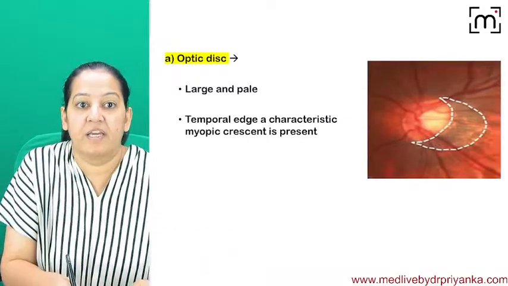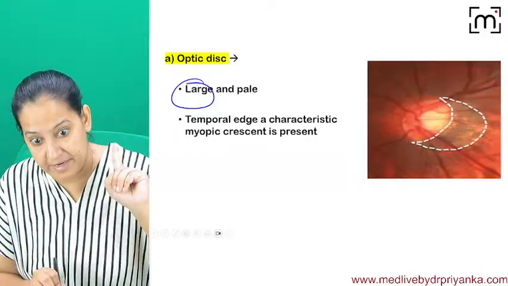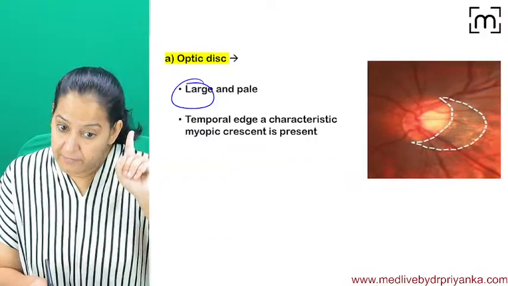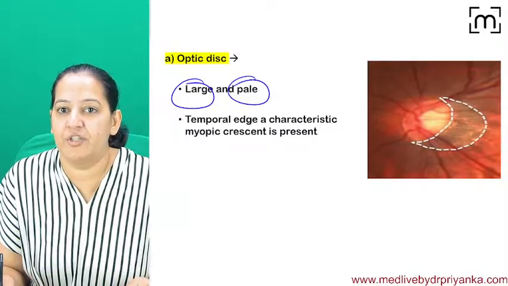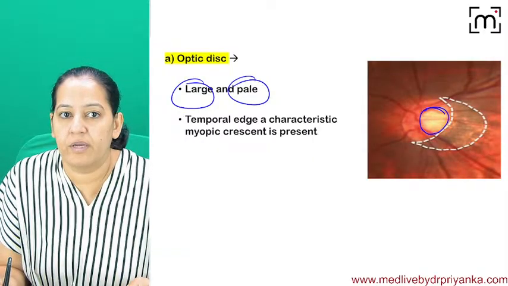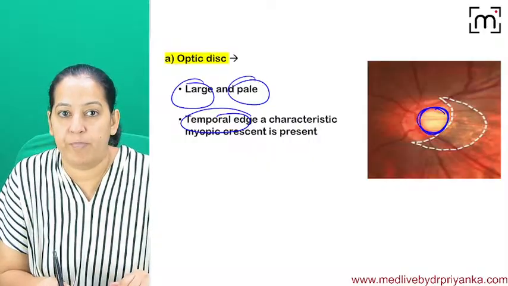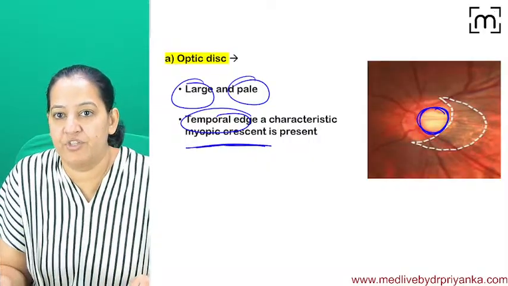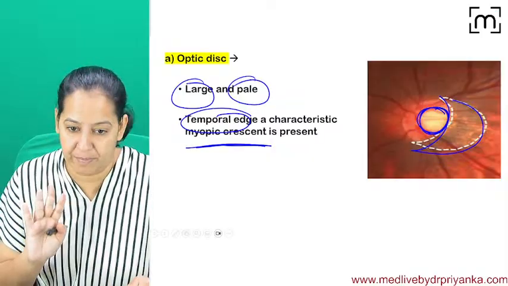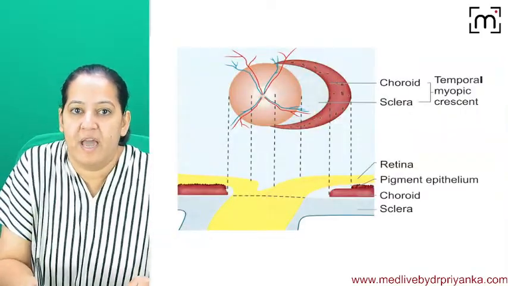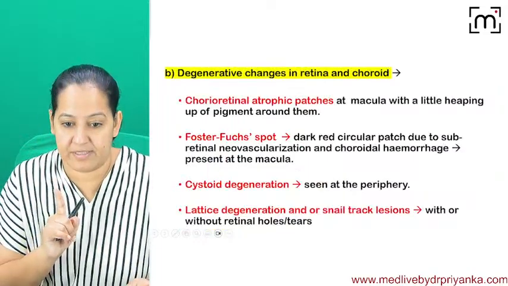In the optic disc, here the optic disc is large. In hypermetropia, if you remember, the optic disc was small. In myopia the optic disc is large. There it was vascular; here it is pale. Appreciate the optic disc. It is large and pale. On the temporal side of the optic disc, a crescent is present. Can you appreciate this crescent? This is known as the myopic crescent. On the temporal side, it is known as the temporal myopic crescent.